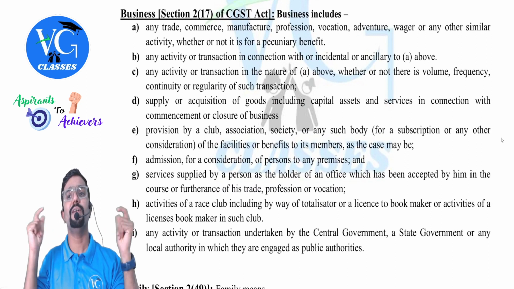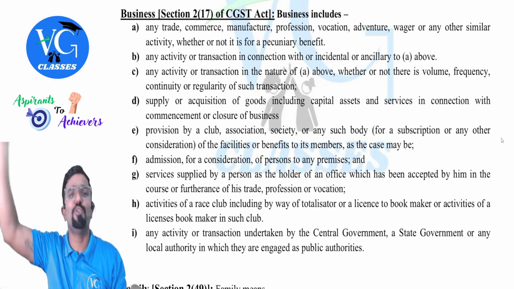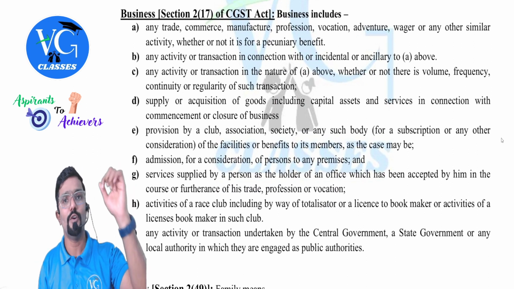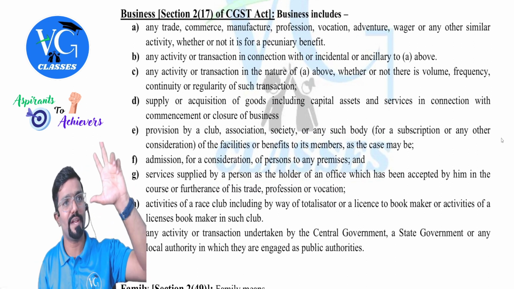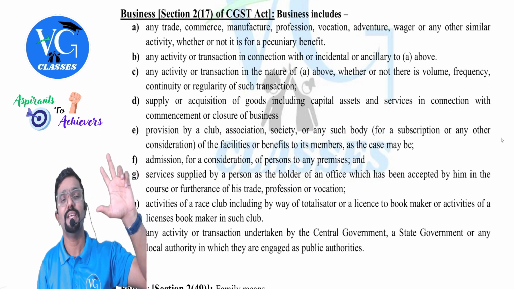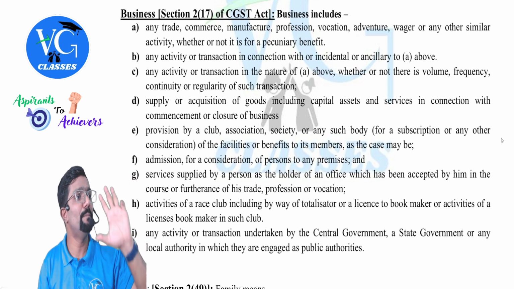Okay, guys, come on. What will 7-1A tell? See how much detail, sir. Only 2 lines they have told, but how much detail we have to understand. Supply of goods or services for a consideration. Did we understand till now? Yes. And the last part is in the course or furtherance of business.